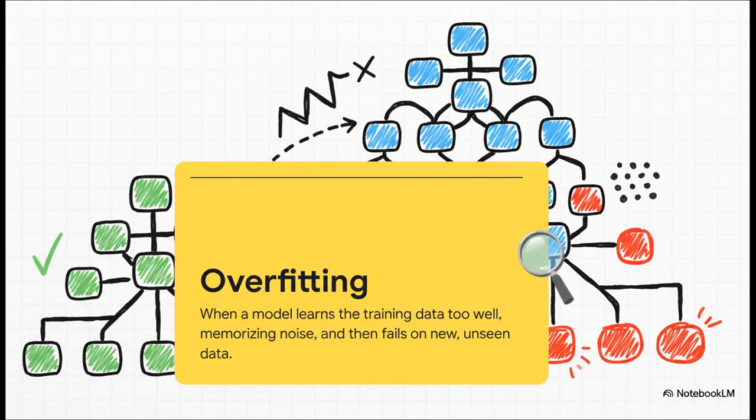So, what is overfitting? It's what happens when a model gets so obsessed with the data it's training on that it starts to memorize every little random detail and fluke. It's kind of like a student who memorizes the answers to the practice test perfectly, but then completely bombs the final exam because they never actually learned how to solve the problems.